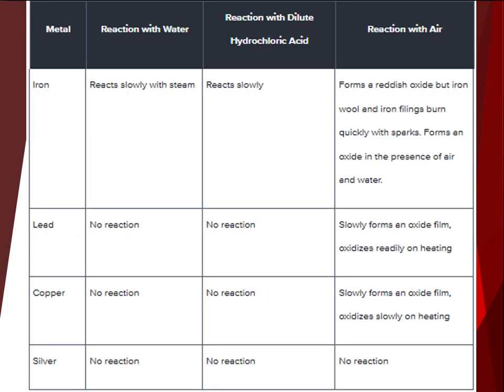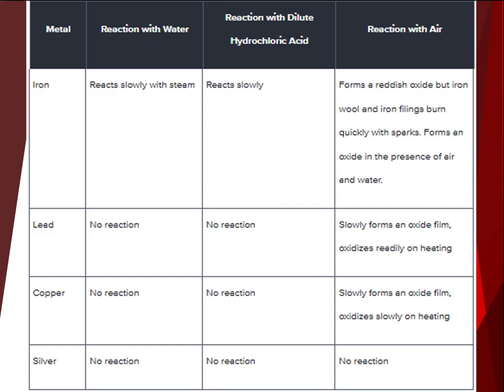Iron metal reacts slowly with steam, again, the high-energy form of water. Iron's reaction with dilute HCl, it will react, but very slowly. Iron's reaction with air forms a reddish oxide, but iron wool and iron filings can burn quickly as long as there are sparks, again, adding energy. It forms an oxide in the presence of air and water, which we call rust.